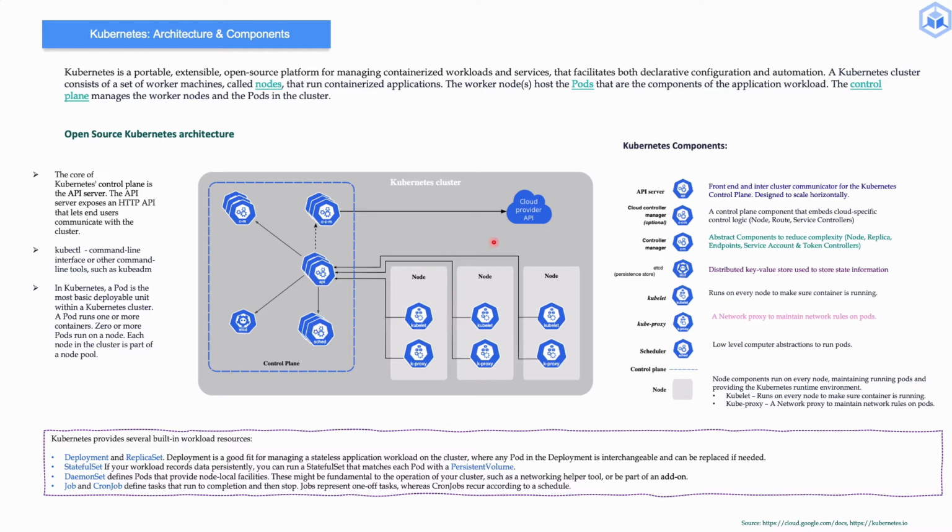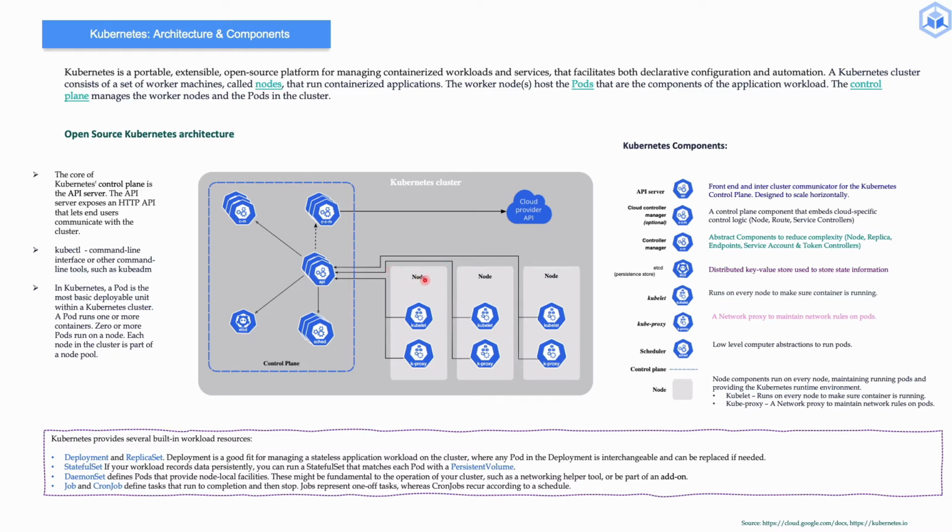Now, when you come towards the cluster side, if you remember, these individual ones are pods. Containers run on pods. One or more pods are part of a node. And you can have multiple nodes, and all of these nodes are part of a node pool.